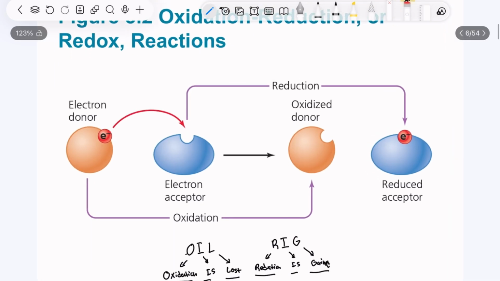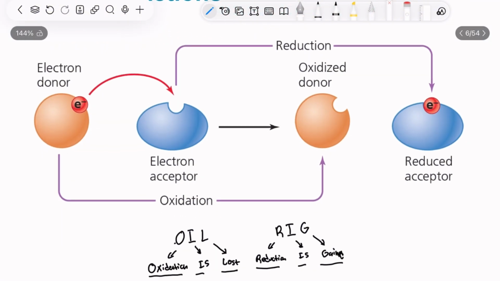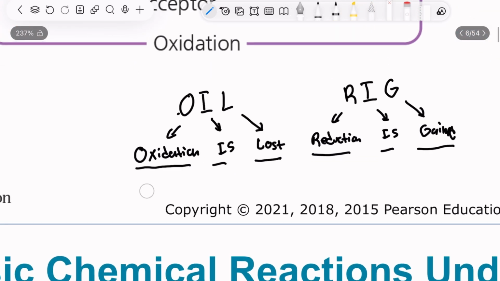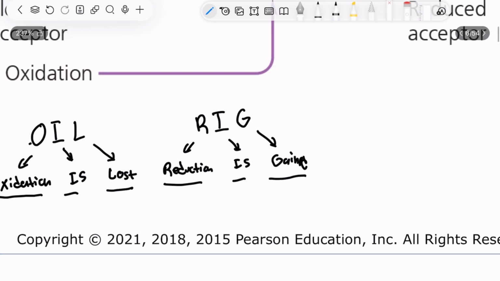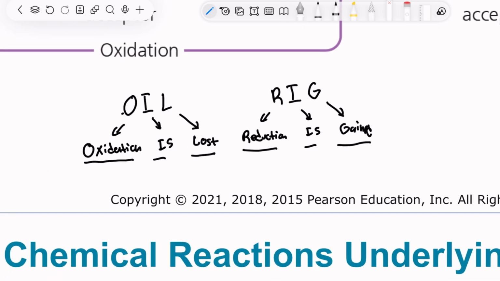So here's a figure of the redox reaction. An electron donor donates its electron to an electron acceptor, and after that, it becomes oxidized. Now, the electron acceptor that accepted the electron becomes reduced because it gains the electron. And again, it becomes reduced because when it accepts the electron, its overall electrical charge decreases, because electrons are negatively charged. Now, an acronym to remember this is the word OIL RIG. So OIL, meaning oxidation is loss, and RIG, meaning reduction is gain, referring to the electrons being lost and gained.